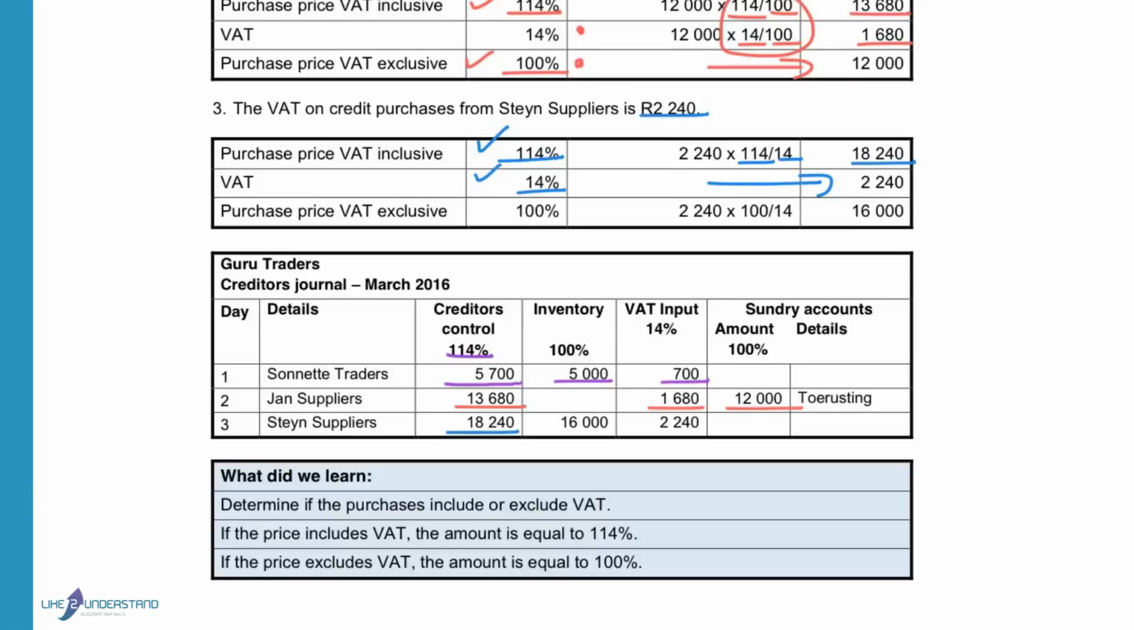If we want to calculate the price of the inventory excluding the VAT, then we want to calculate 100. So the one that we want, 100, divided by the one that we know, 14, times 2,240, will give me 16,000. So we can indicate that the inventory is 16,000. The VAT input was given as 2,240.